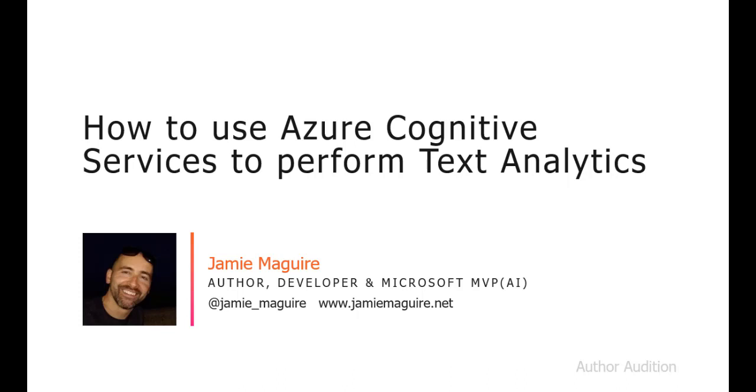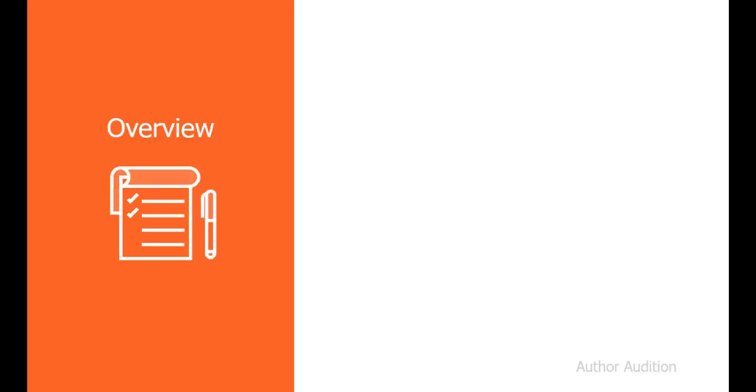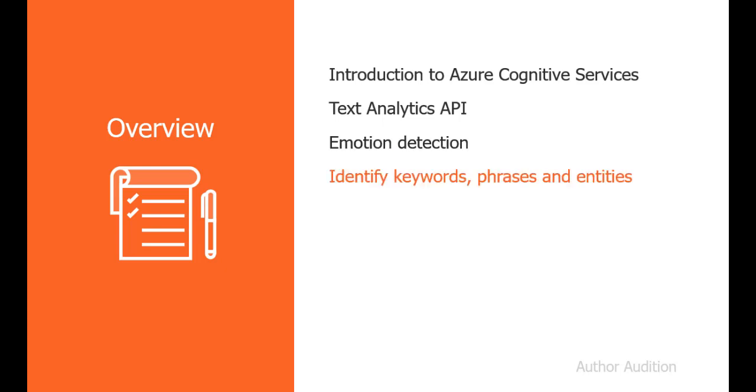Hi, I'm Jamie Maguire, and in this lesson we're going to explore Azure Cognitive Services. Specifically, we're going to use the Text Analytics API to help us identify the underlying emotion in text or strings. We'll also use this API to help us surface popular keywords, phrases, and also use it to help us look at the existence of any entities that exist in the body of text.